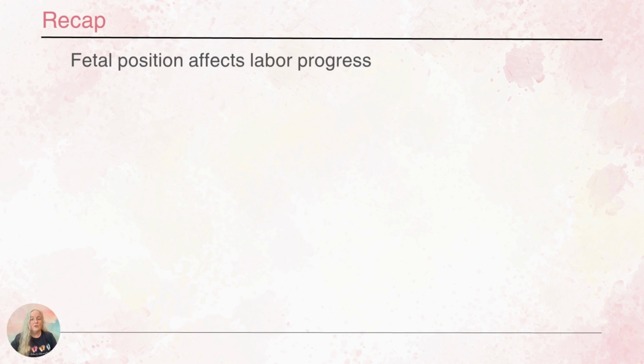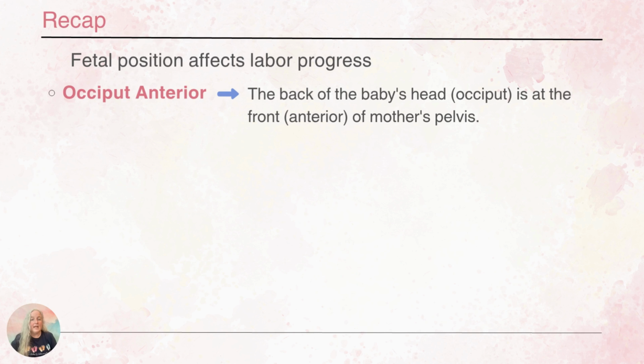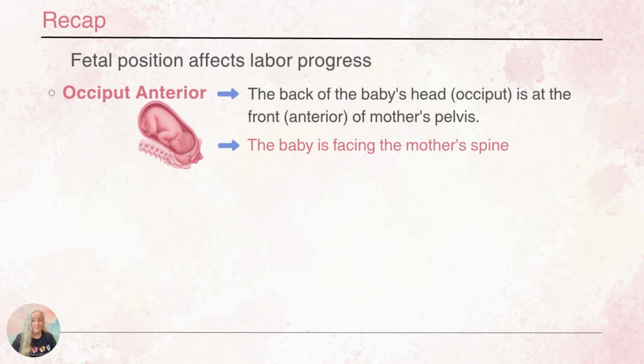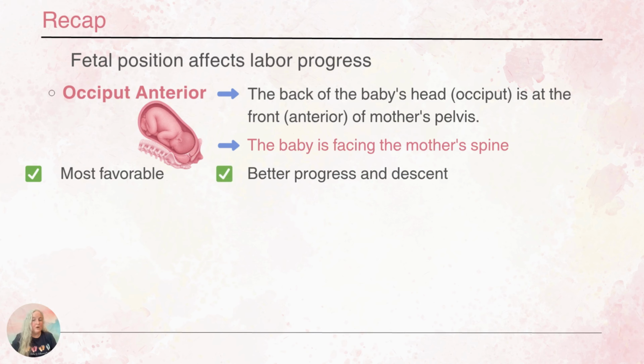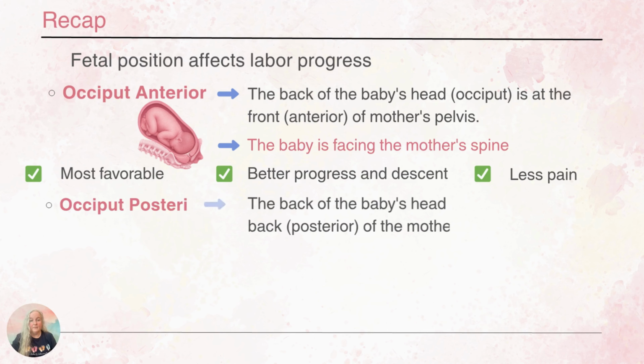So to review, fetal position affects labor progress. The occiput anterior position is when the back of the baby's head, or the occiput, is at the front, or the anterior, of the mother's pelvis. This means that the baby's face is facing the mother's spine. This is going to be our most favorable position, better progress in descent, less pain overall.